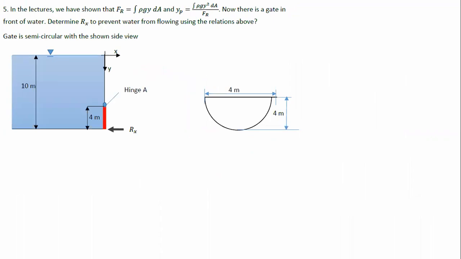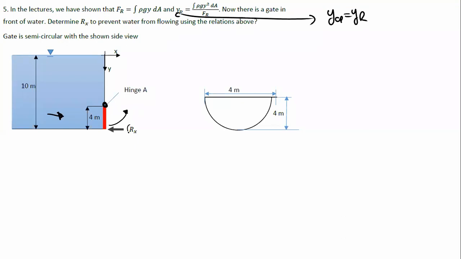Okay, next question. In the lectures, we have shown that the resultant force is rho g y dA, and the yp is rho g y square dA. When I say yp here, it is actually ycp, and the ycp is yr. Now there is a gate in front of water. The water on the left-hand side applies pressure on the gate and therefore tries to open it. And here you have the hinge. The hinge is there and the water applies pressure, and the gate tries to open.